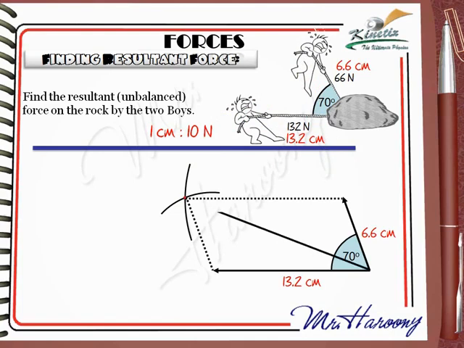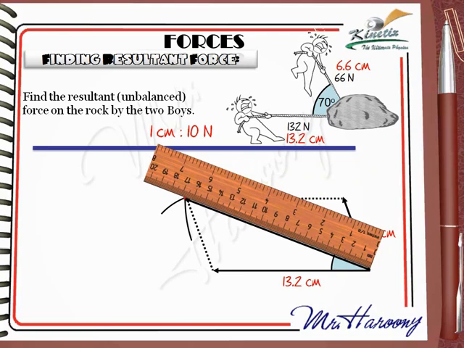Now draw the diagonal of the resulted parallelogram and measure its length using the ruler. The ruler shows that the length is 16.7 centimeters, which means that the resultant force is 167 newtons. Remember that the suitable scale you choose is 1 centimeter to 10 newtons.